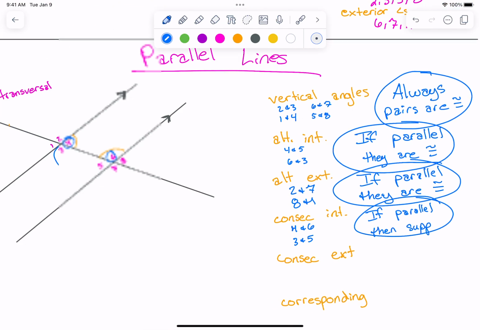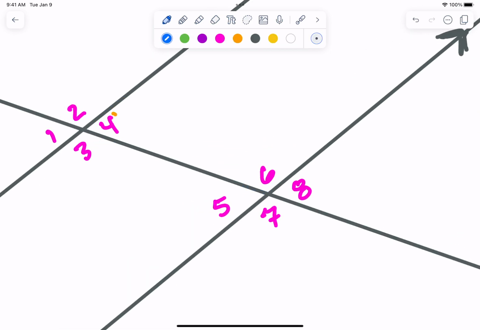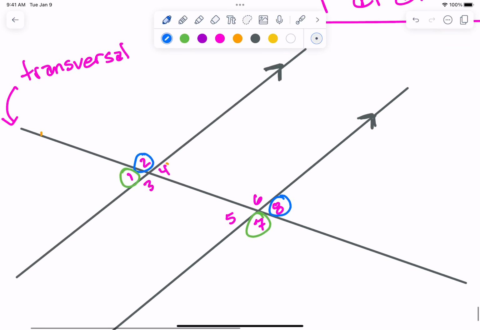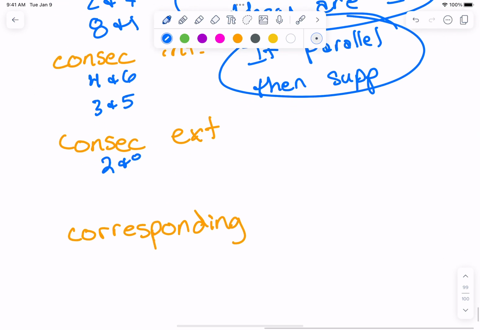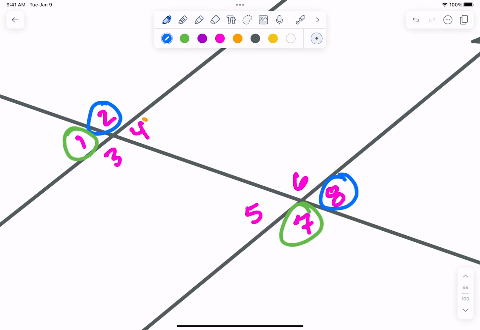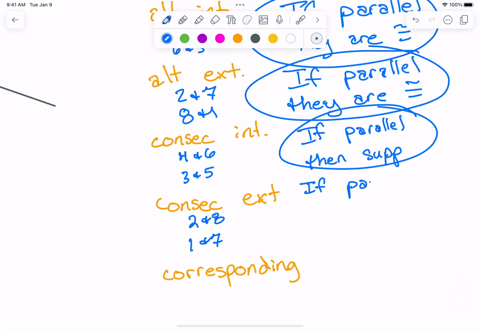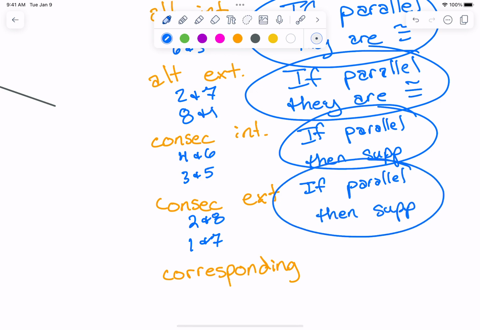All right, now let's do consecutive exterior, which means they're the same side of the transversal, but exterior, on the outside. So give me a pair. 2 and 8. 1 and 7. Okay, perfect. 2 and 8, 1 and 7. Now 2 and 8, are they the same measure? No. What are they? They're supplementary as well. Okay, so if they're parallel, then those consecutive exterior angles are going to be supplementary.